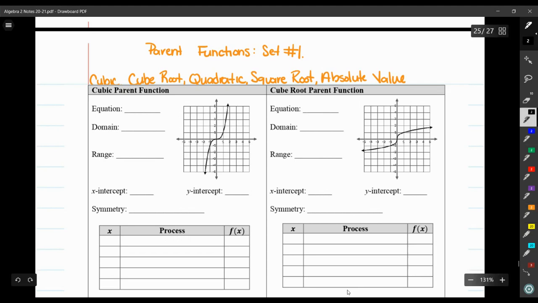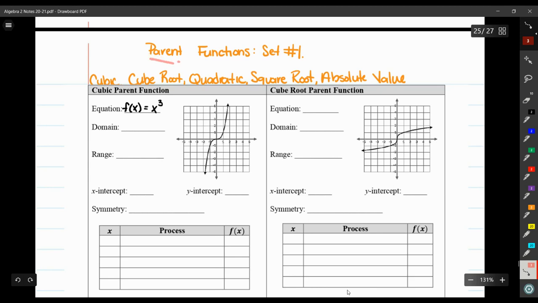So let's first talk about the cubic parent function. For the cubic parent function, the equation is f of x is equal to x to the third power. That's how you recognize a cubic function from the equation. As long as it has a third power, it is in the family of cubic functions.